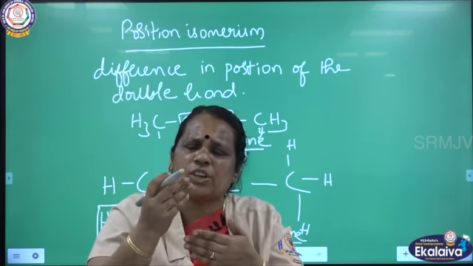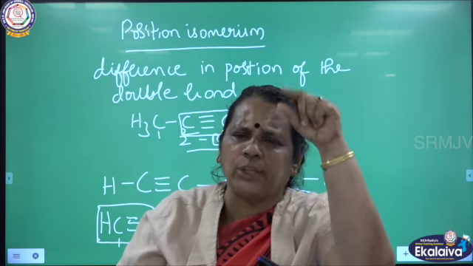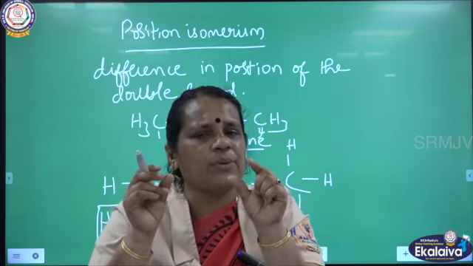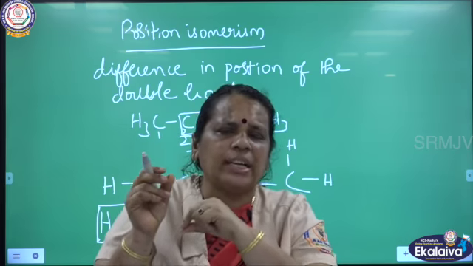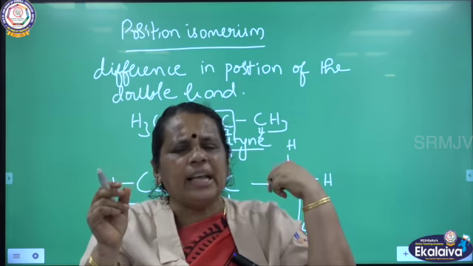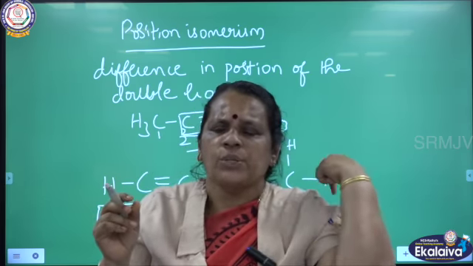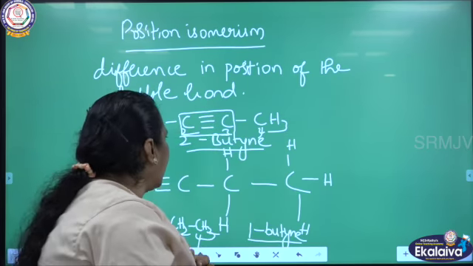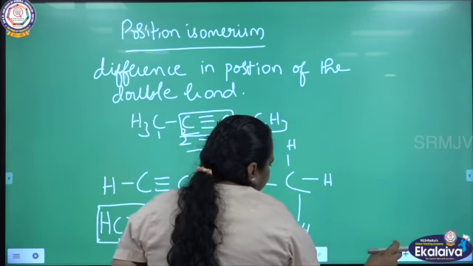In the first case, I have shown the triple bond between 2 and 3. So, position is the least carbon 2. So, I got 2-butyne. In the second case, I have changed the position and drawn the triple bond between 1 and 2. Here, my least carbon is 1. So, I have written 1-butyne and 2-butyne. It is coming under position isomerism.